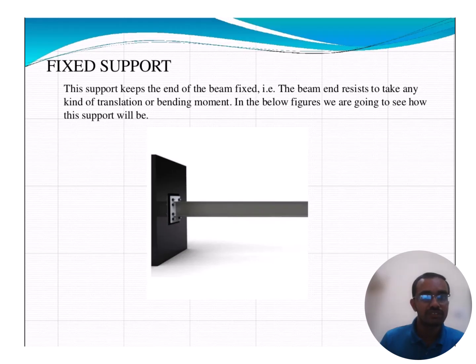The first is the fixed support. In the fixed support, the beam element is fixed to a rigid surface through bolts or rivets, as we may see here. These keep the beam rigidly attached. It cannot be bent or twisted easily. They keep it straight and fixed. This beam end resists any kind of translation or bending moment also. That is a fixed support. This support resists horizontal loads, vertical load and moment.